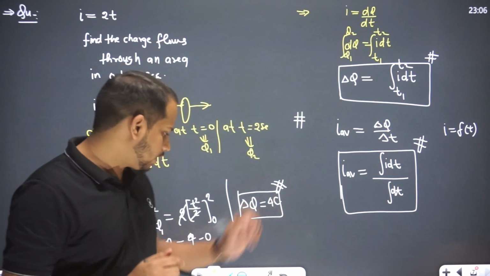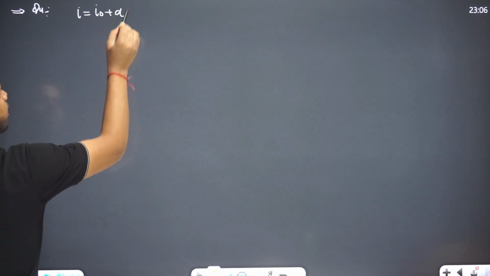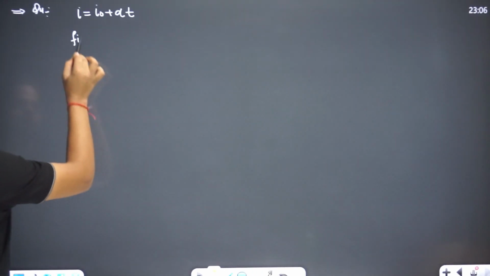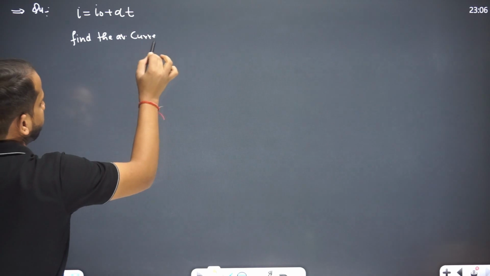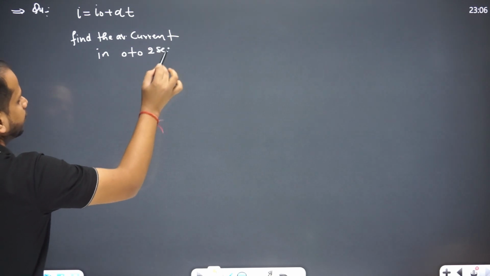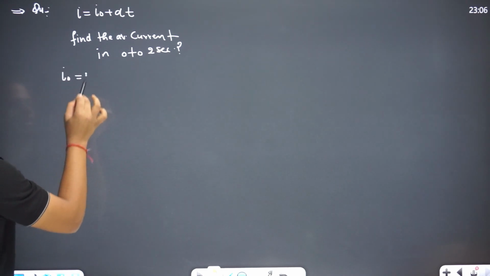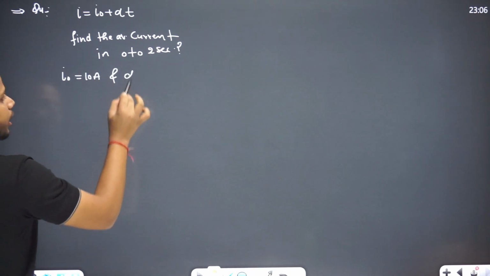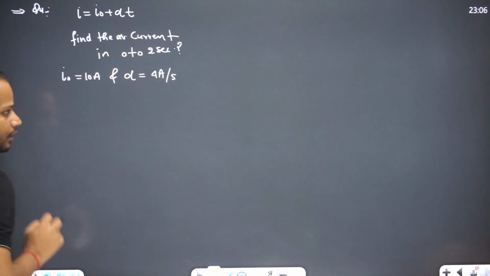Okay, I will take one illustration on this. Let's see. It is given that I is equal to I naught plus alpha t. Find the average current in 0 to 2 seconds. We have to find the average current, and it is given that I naught is 10 ampere and alpha is 4 ampere per second. The second will cancel out with the second, right?